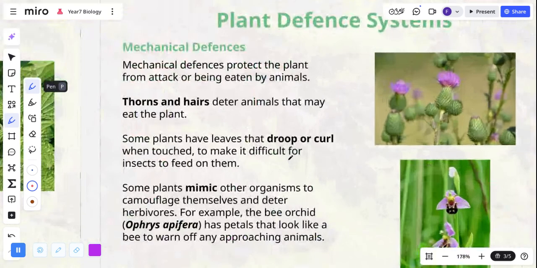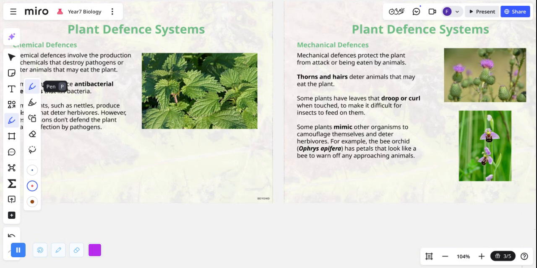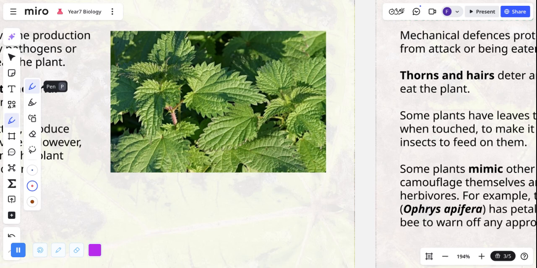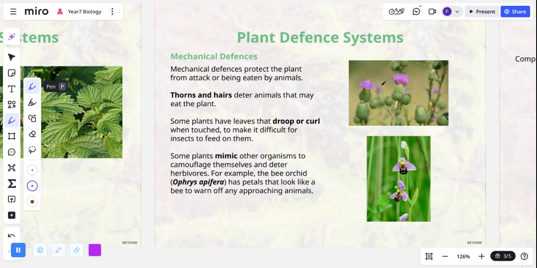Mechanical defenses. These are fun. Now, this is thistle. Now, I'm sure if you've gone out this time of year, you'll see thistle. They are spiky. This is a mechanical defense. It's similar but very different to nettles. Nettles contain poison, although it's a bit of a mechanical defense, but it's more chemical because it contains a poison. There are no poisons in thistle. It's just hard, sharp. All right.